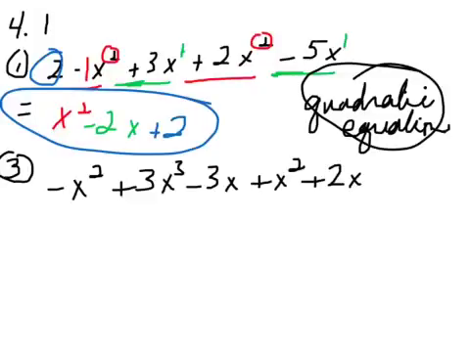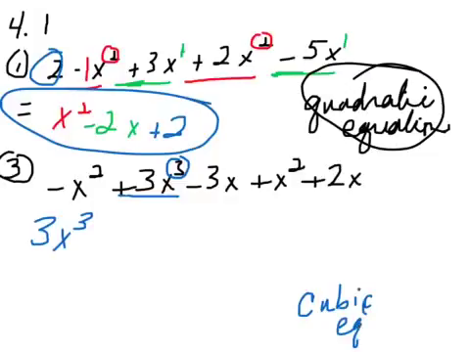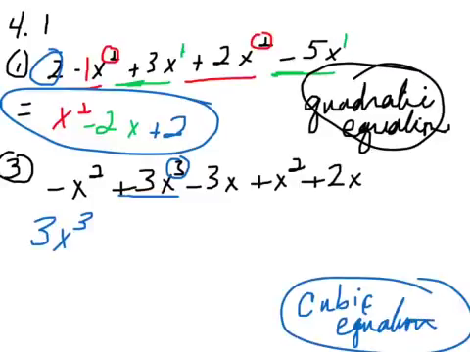When we go to number 3, let's do the same thing. I'm looking for the biggest exponent, and I see a 3, and it's the only one with a 3 on it. So that's the term I'm going to write first, 3x cubed. By the way, the degree of this, since that's the biggest exponent, is 3, so this is going to be a cubic equation. The third degree is a cubic equation.